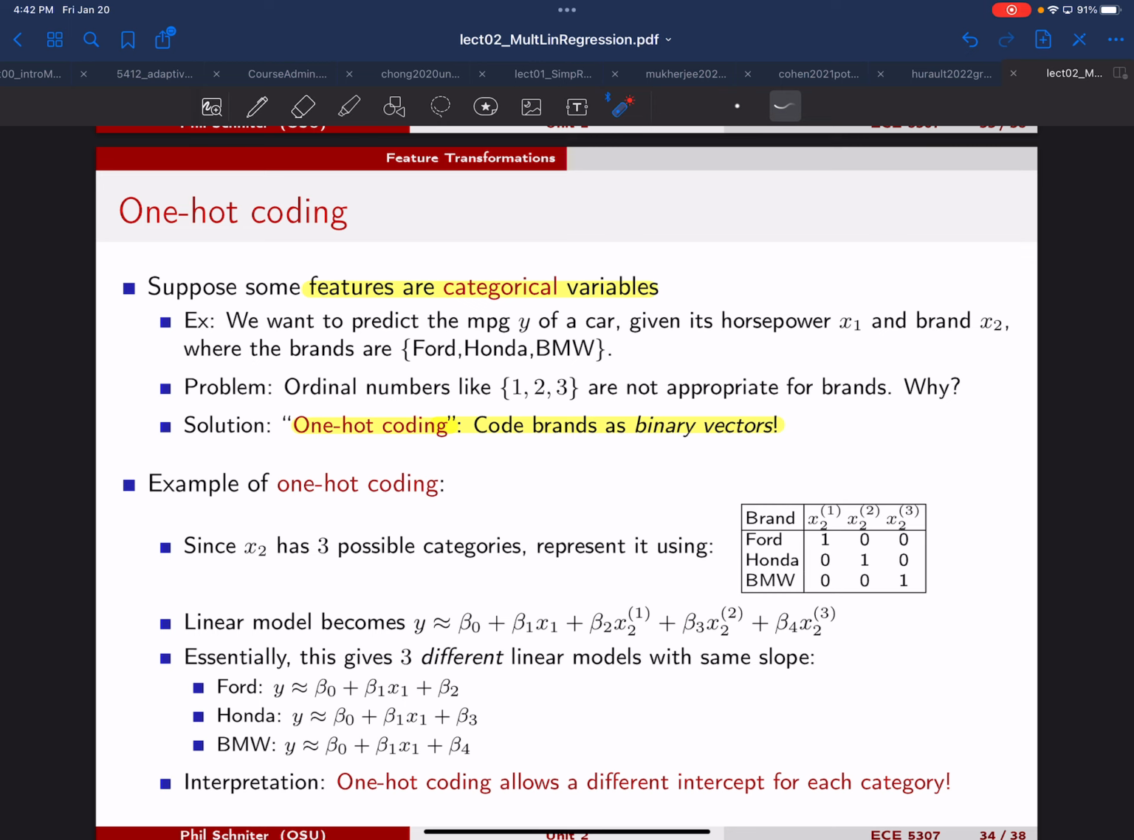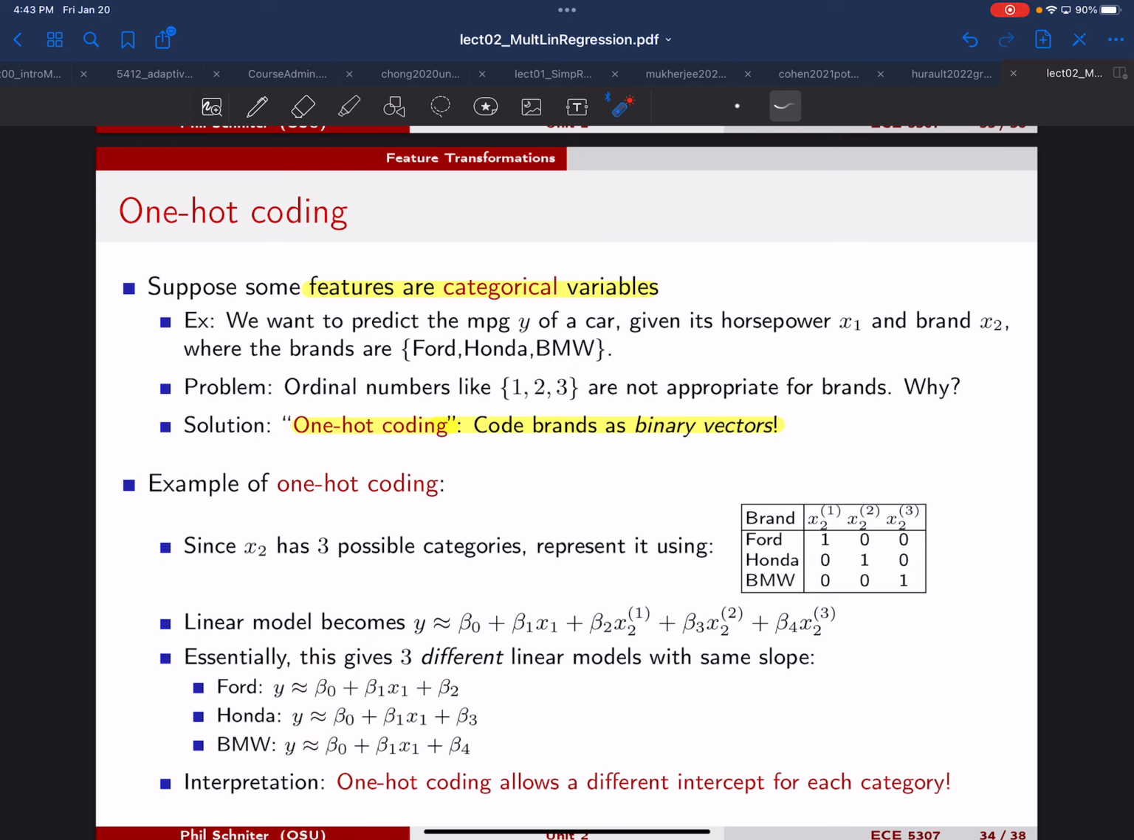Essentially what it's doing is allowing a different intercept for those 3 data types. Right? Ford is going to have the intercept beta 0 plus beta 2, which can be different than Honda's intercept of beta 0 plus beta 3, or BMW's intercept of beta 0 plus beta 4. Of course, all these betas will be fit using the training data, so they will take on some value when you're done training.